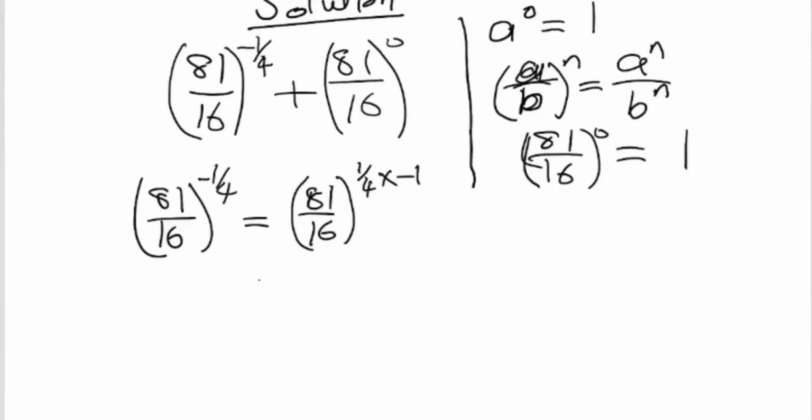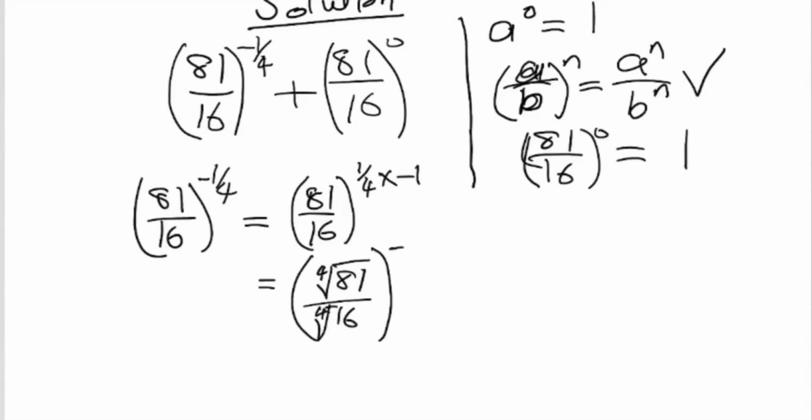So using this principle, I'm now getting the fourth root of 81 over the fourth root of 16, everything raised to the power negative 1, which now gives me a very straightforward answer. Here, the fourth root of 81 is 3. The fourth root of 16 is 2. Raise this to the power negative 1, and so this one gives us 2 over 3.